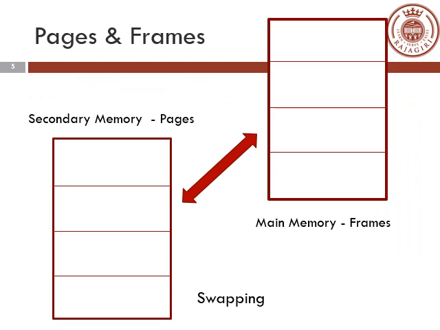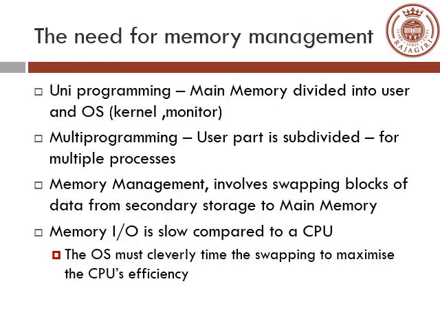Here is a simple diagram of memory management showing secondary memory or disk divided into equal size blocks or pages, and the main memory which is divided into equal size blocks called frames. Memory management involves moving pages of data from secondary memory to frames in the main memory, and also moving a frame worth of data to a page in the secondary memory. This is called swapping.